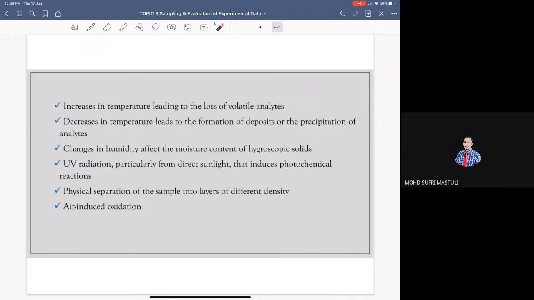Physical separation can happen as well into several layers because of different densities. For example, if the liquid is oily, the oily component will be separated from the aqueous component. Also some samples are affected by oxidation. For example, if we have a metal sample, the metal will tend to oxidize.